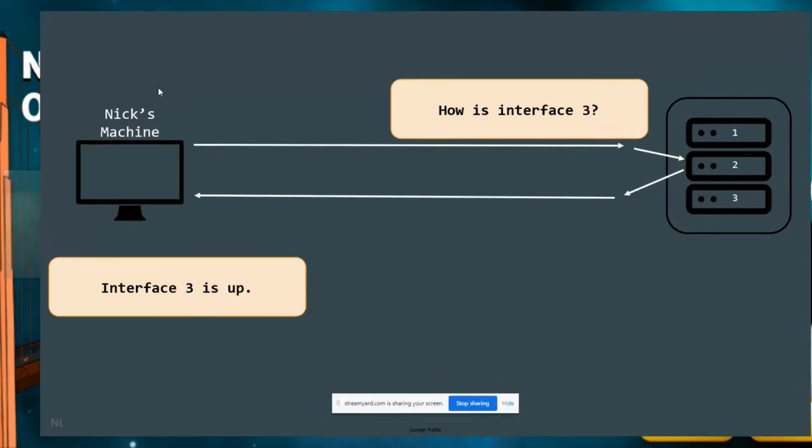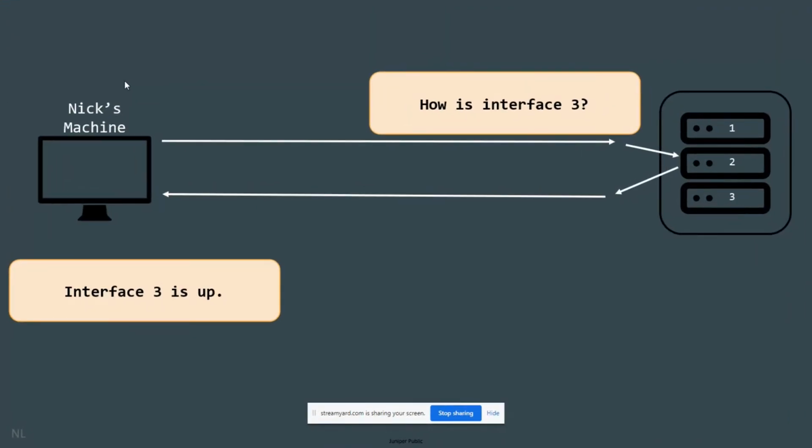So here's an example of this kind of pictorial. Nick was one of the developers. He sends an extended echo request to interface 2 on this node, asking, how's node 3? And the response comes out of interface 2 saying, node 3 is up. Notice neither the incoming nor the outgoing message went through node 3. And in fact, node 3 was not reachable from Nick's machine.